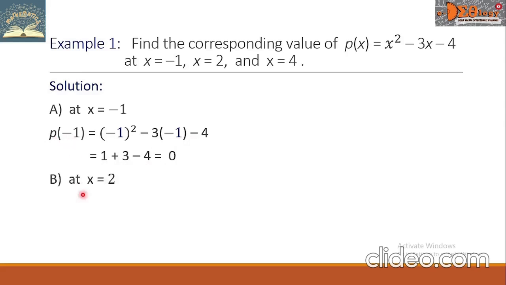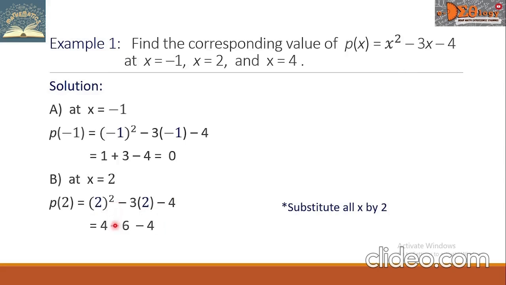Then we go to the next at x equals 2. In symbol, we write p of 2. Evaluating the p of 2, we're going to substitute all x by 2. The x squared now becomes 2 squared minus 3x becomes 3 times 2, then minus 4. We simplify 2 squared as 4 minus 3 times 2 is 6, then we attach the negative 4. Simplifying 4 minus 6 minus 4, we have now negative 6.